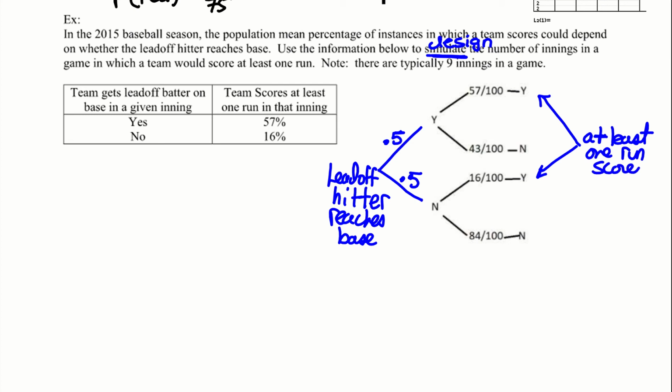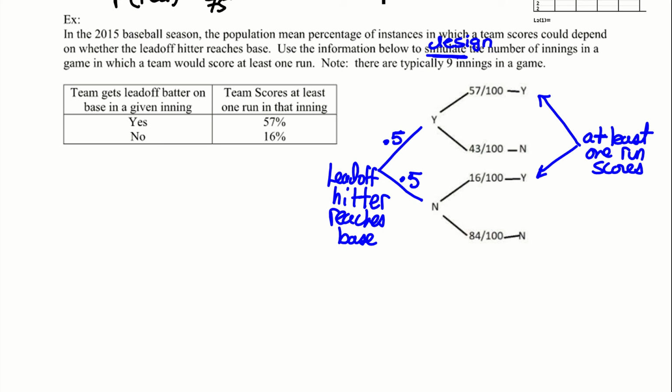And this is real data. If you're even remotely interested in baseball, this came from a Mets broadcast in 2015. The general manager at the time was talking about it, saying this is a fact. They ran the analytics, and when the leadoff hitter gets on base, the team scores at least one run. Now they could score 10 runs, but they're good for at least a run in that inning about 57% of the time.